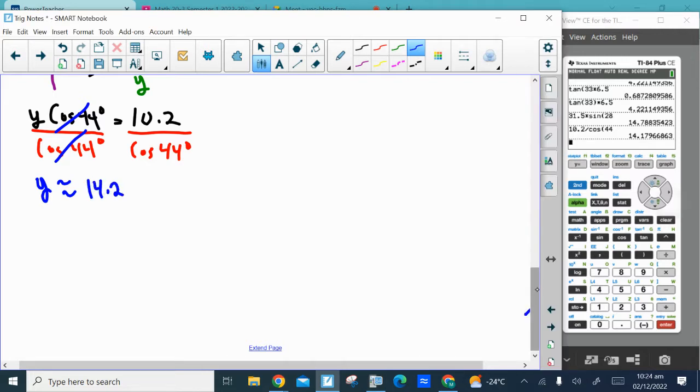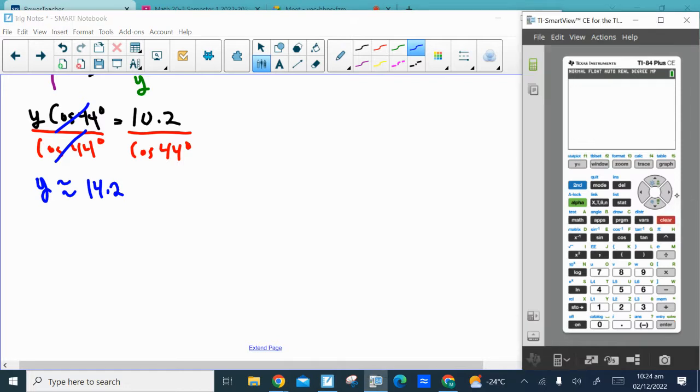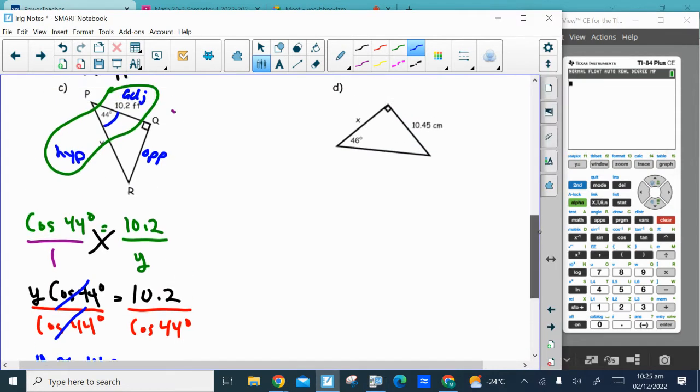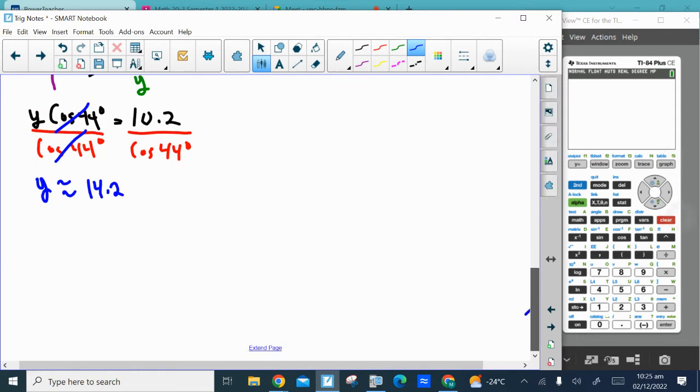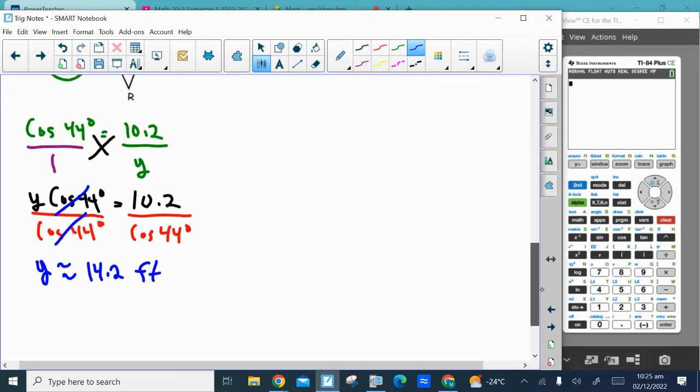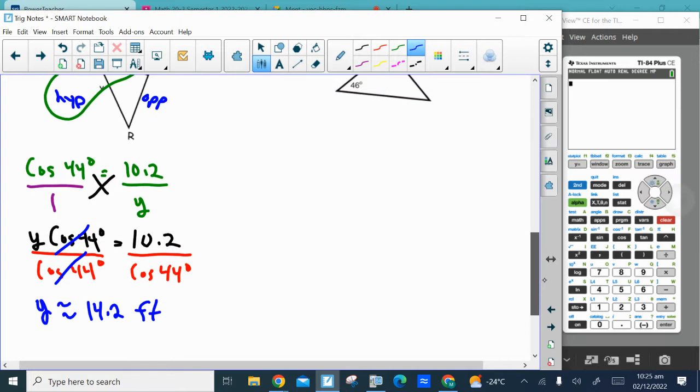Right? And that will be, in this case, that'll be in feet, because the adjacent side is in feet, so our hypotenuse will be in feet as well. So there's the answer to that one.